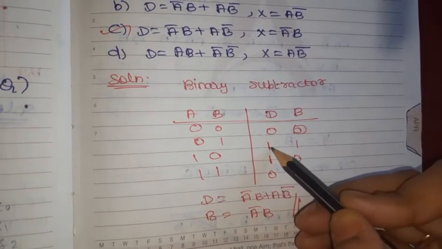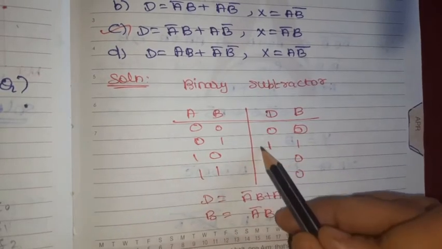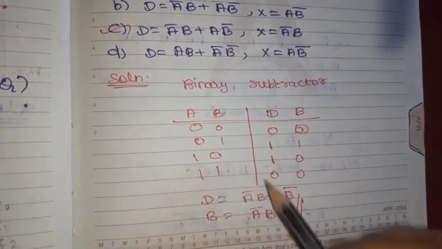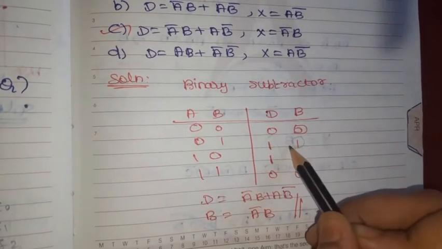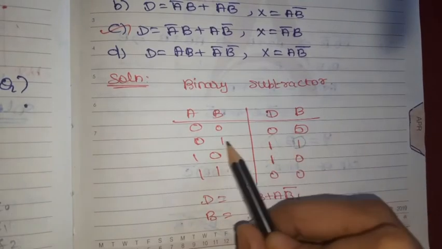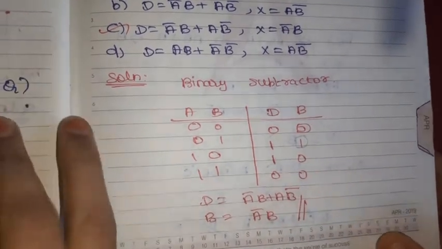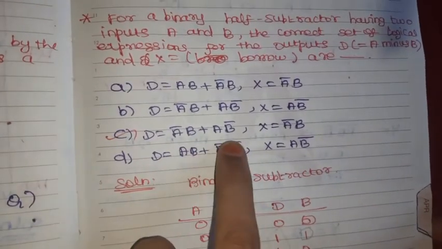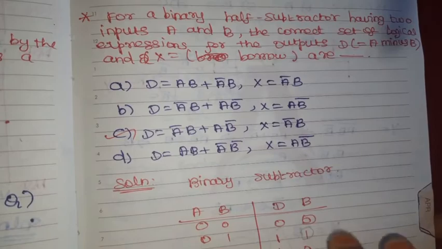Okay. For difference, which one is 1? A bar B plus A B bar. These two, A bar B plus A B bar, is the difference. Then what is borrow? Borrow is this one, this alone, the second one, A bar B. So this is difference, this is borrow. So A bar B plus A B bar is the difference. X is nothing but borrow, A bar B.